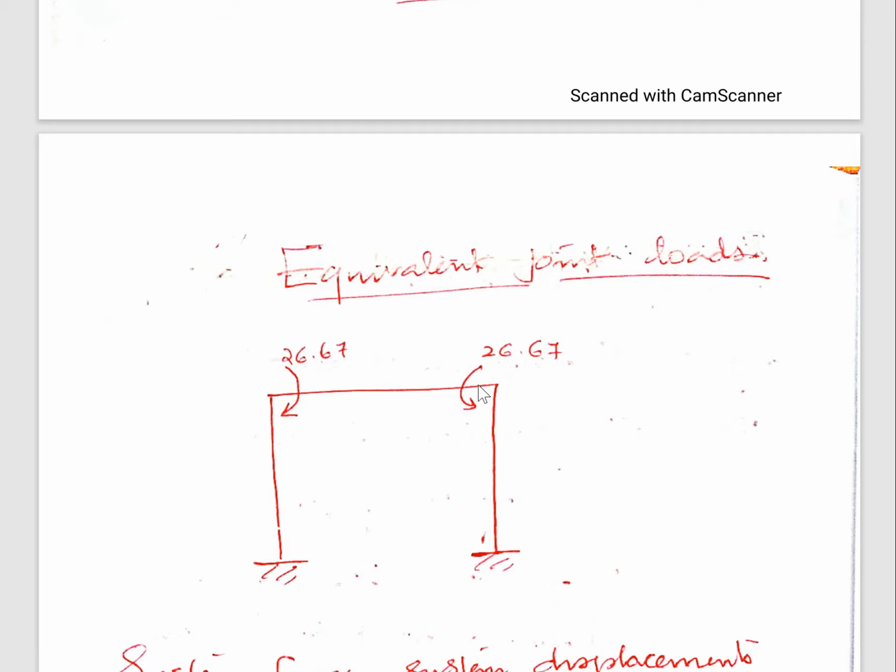Since M of CB is positive, the equivalent joint load should be negative, that is anti-clockwise. Since M of BC is negative, the equivalent joint load at B should be in the positive direction, that is in the clockwise direction.